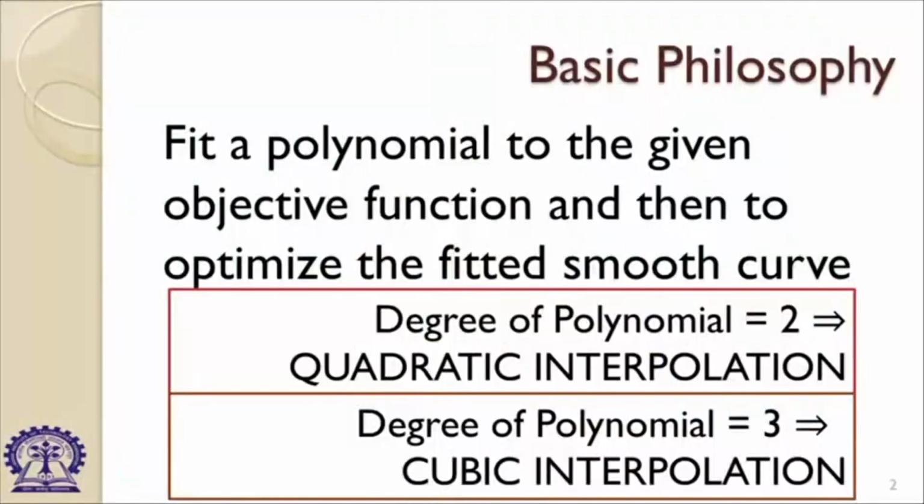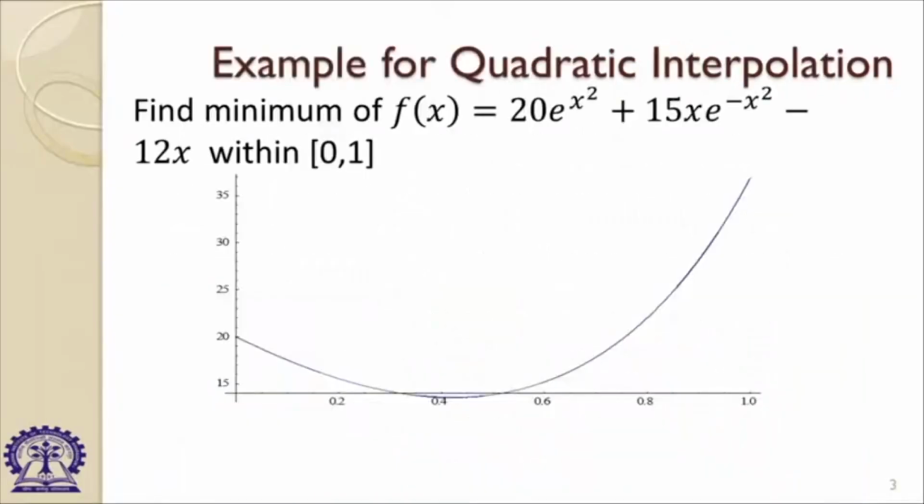In that case, we interpolate the best fitted polynomial, and our task is to find that polynomial only. If we fit a quadratic polynomial, that is the quadratic interpolation. If we fit a cubic polynomial, then that is called the cubic interpolation method. Let me tell you how we are really doing it. I will explain the methodology with examples.